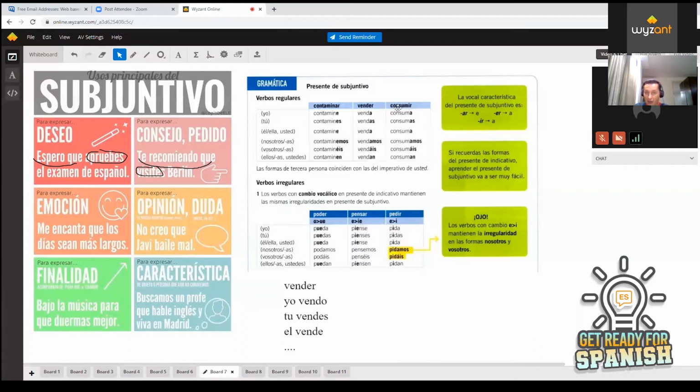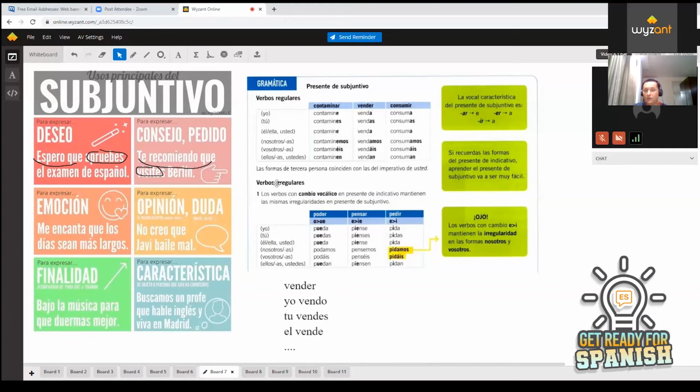ER verbs and IR verbs will end with a. Consuma, consumas, consuma, consumamos, consumáis, consuman. And AR verbs are going to end with e. Contamine, contamines, contamine, contaminemos, contaminéis, contaminen. So you're gonna switch the letters. Okay? So see, if you remember the present, to learn the present subjunctive is going to be very easy. Okay? That's why in past sessions, I've been reminding everybody, you cannot forget anything, because you are going to need it. In this case, you need one of the first things you learned maybe 2 years ago, the present tense. You needed to conjugate this tense right. Okay, you're gonna switch the endings, and that's it.